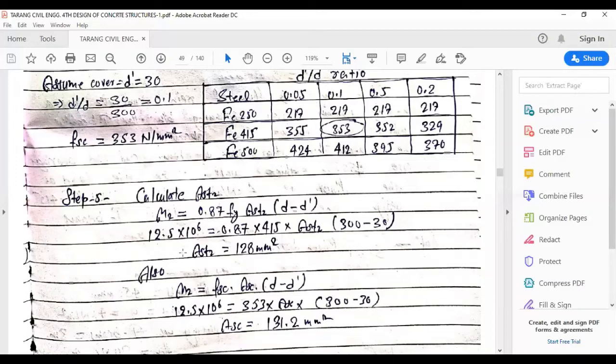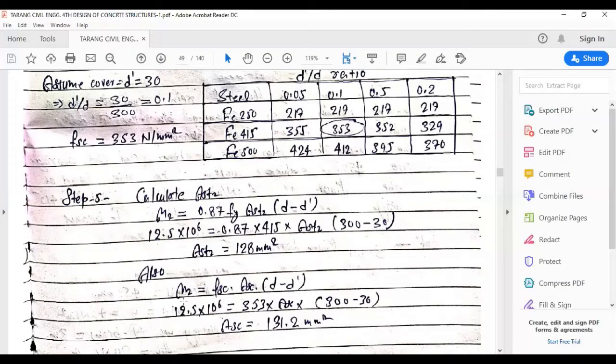And we also know that M2 is given by this formula, which is in terms of steel under compression, and it is given by the formula FSC, force in steel under compression, multiplied by ASC, area of steel under compression, and this whole expression multiplied by D minus D dash, which again D dash is the effective cover here.